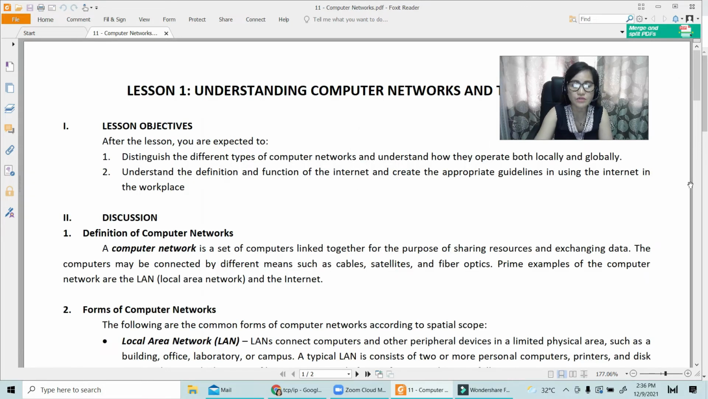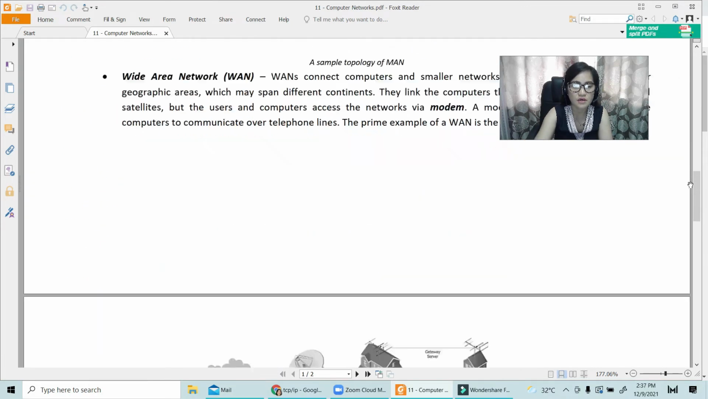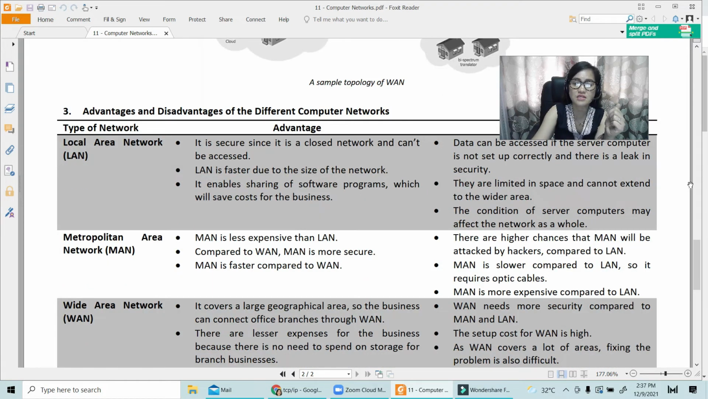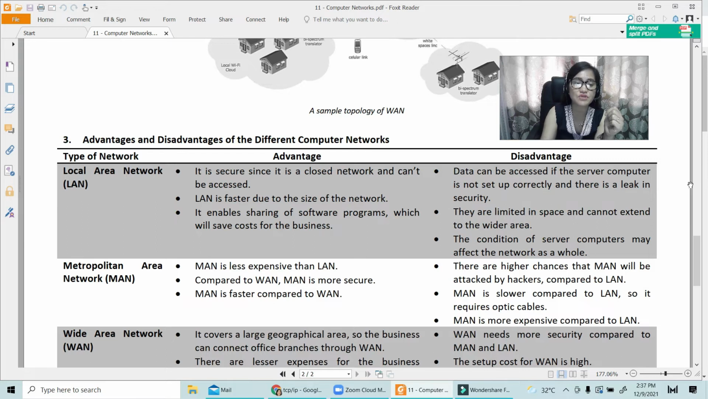And then we also have the three advantages. Here we can see the difference or the comparison between the three forms of computer networks: the LAN, the metropolitan area network, and the wide area network. Here you can see the advantages and disadvantages. First, we will further discuss the advantages and disadvantages of the local area network.